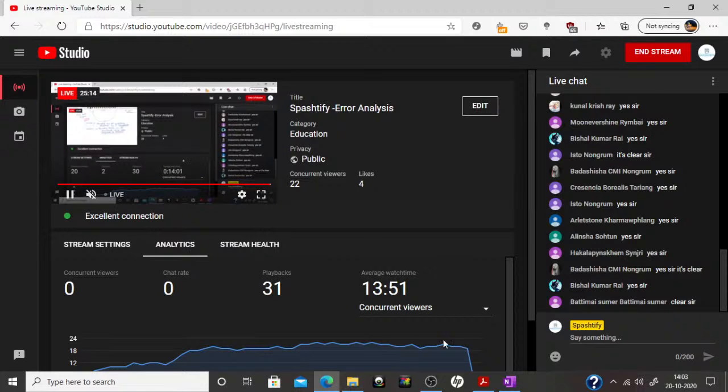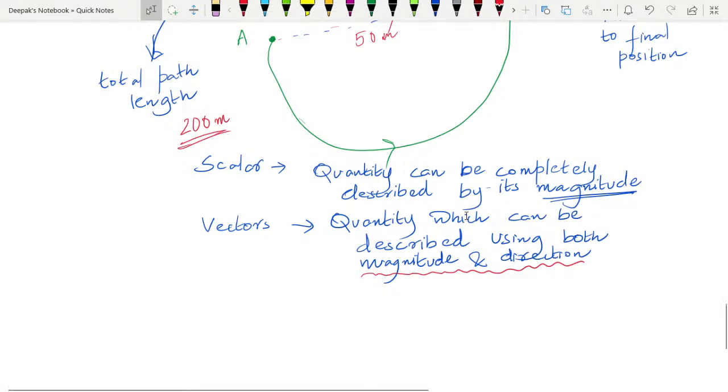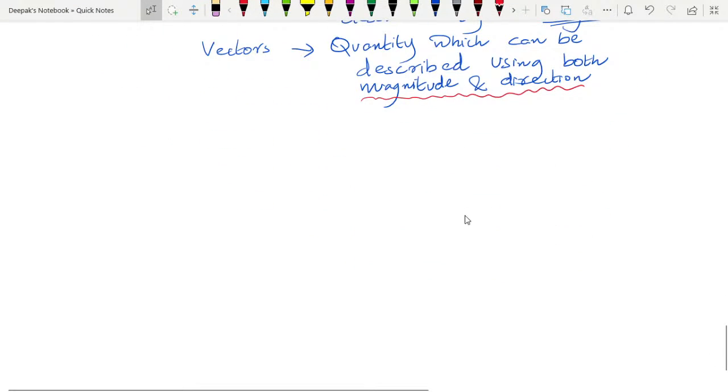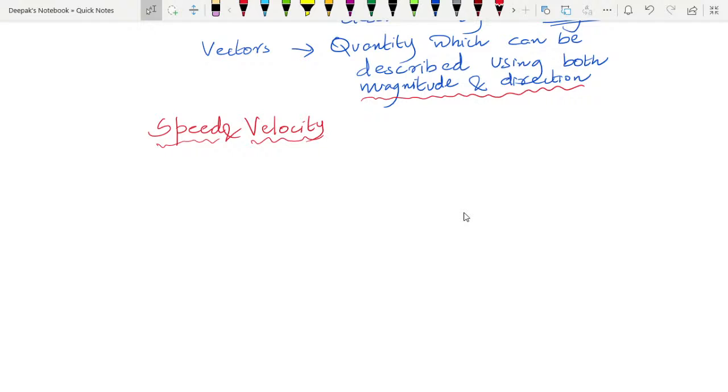Okay, so that is your displacement and distance. Again, there are two more things: speed and velocity. Again, people confuse between these two, speed and velocity. They think that it is the same thing, right?